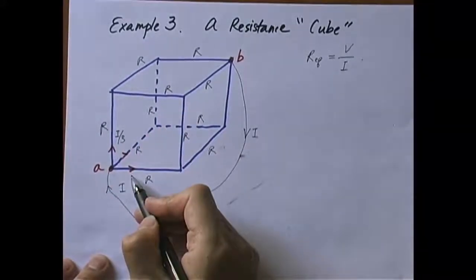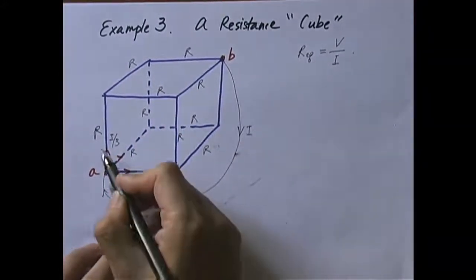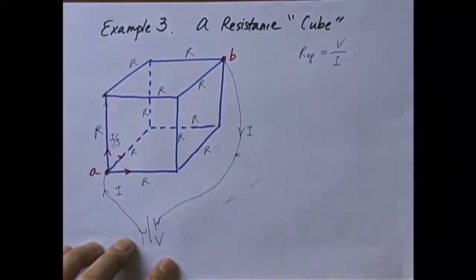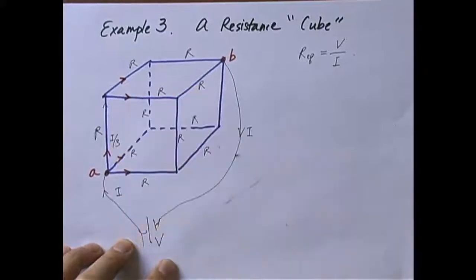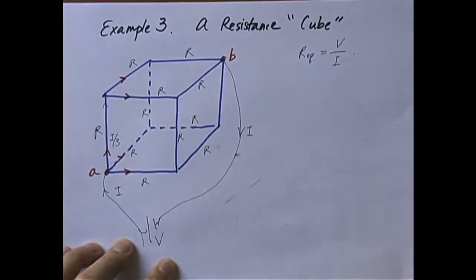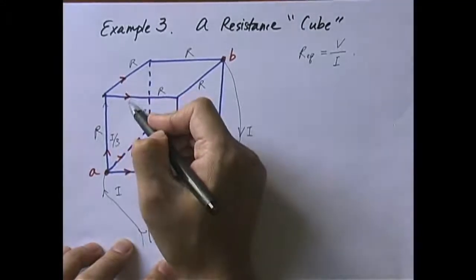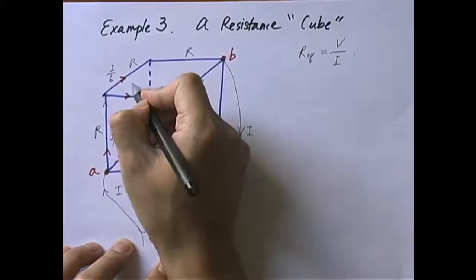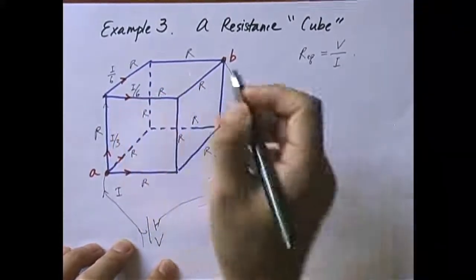Now, once you get I over 3, you will reach this point with current I over 3. Now you got 2 ways to go, one this way, one that way. And once again, they are symmetrical. Okay? And therefore, they're going to split again evenly. So this I over 3, what do you get here? That would be I over 6, right? Half of I over 3. And this guy also I over 6.